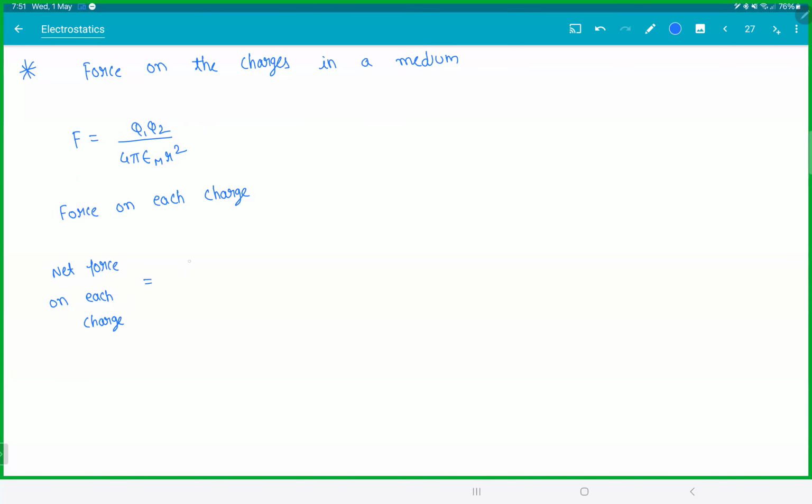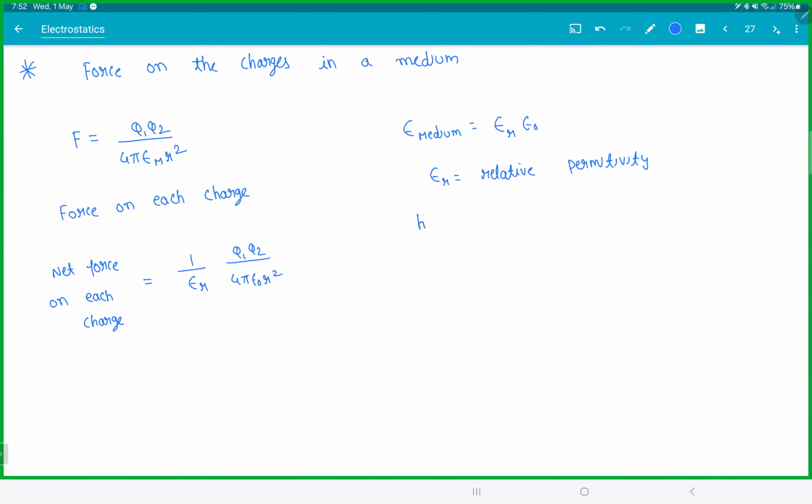So net force on each charge is 1 by 4 pi epsilon r epsilon naught times Q1 Q2 by r squared. So what is this quantity exactly? This epsilon medium is nothing but epsilon r into epsilon naught. So epsilon r is called relative permittivity. Remember, we defined epsilon naught for a vacuum. So what does this exactly mean?